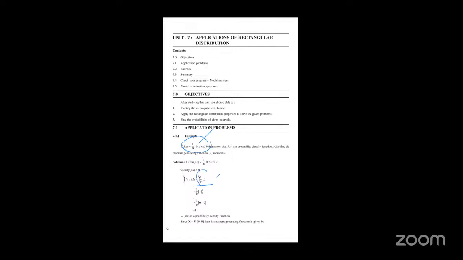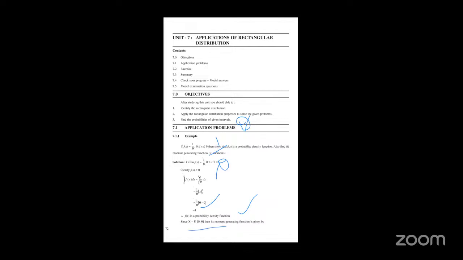So the 1 by theta comes outside, integration from 0 to theta of 1 dx. The integral of 1 becomes x, so 1 by theta into x from 0 to theta. We substitute the limits: 1 by theta into theta minus 0, which is 1 by theta into theta. Theta cancels theta, so the integral of f of x dx is equal to 1, unity. So we can easily say f of x is a probability density function.